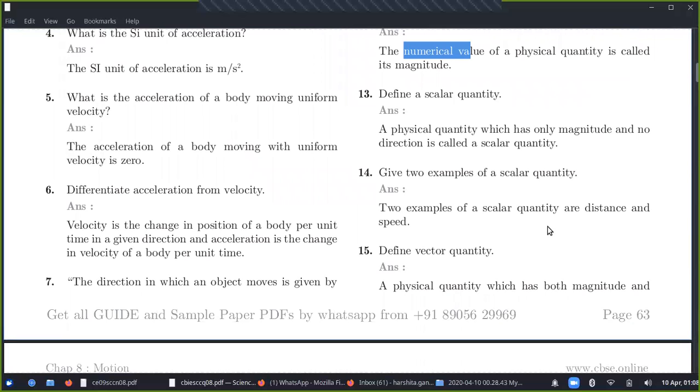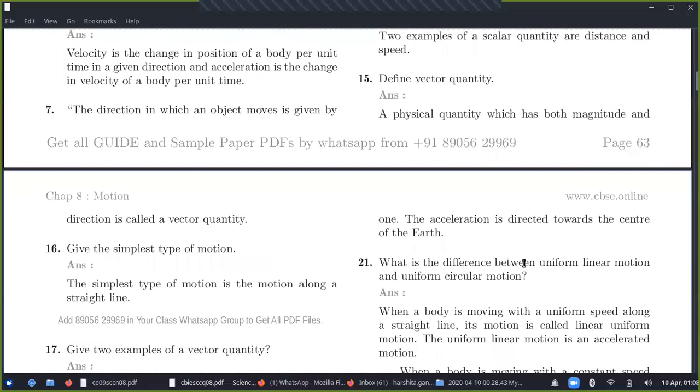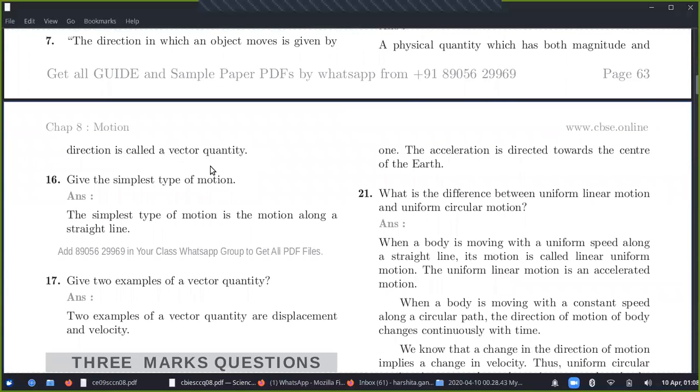Question 14. Give two examples of a scalar quantity. So I have written here distance and speed are the scalar quantities. Define a vector quantity. A physical quantity which has both magnitude and direction is called a vector quantity.